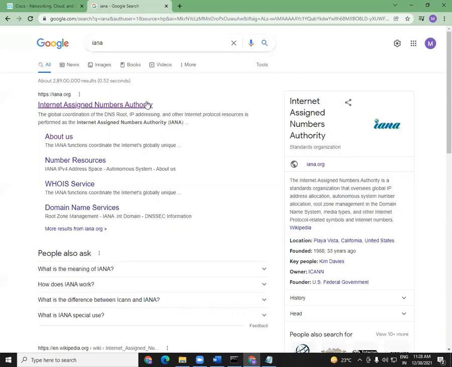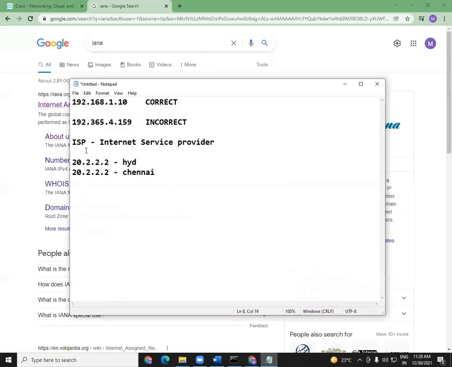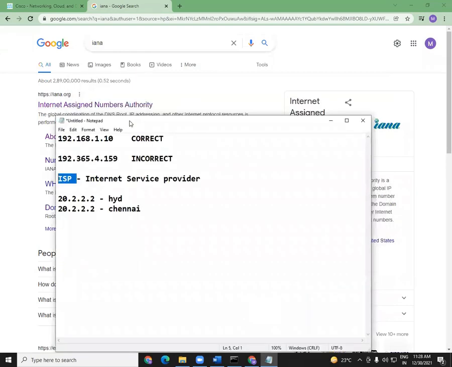Got it? So this is the organization that is responsible for maintaining and distributing all the addresses. When I say internet service provider here, this internet service provider is working under the IANA. And it's not easy for us to go to IANA to take the IP address.